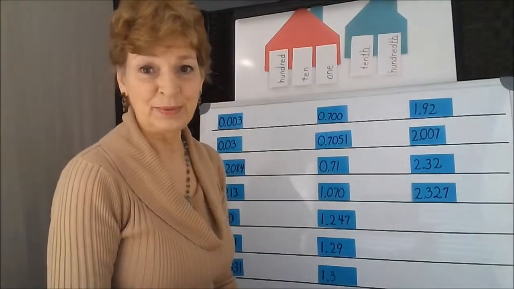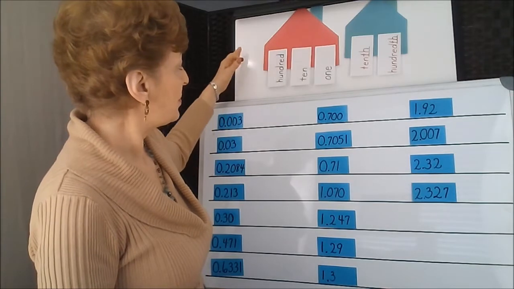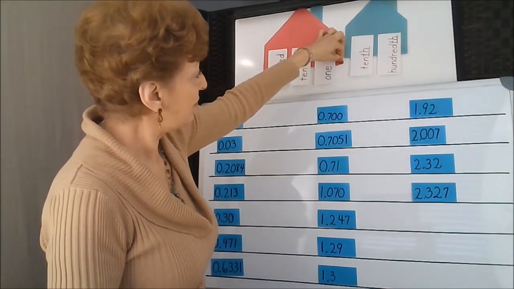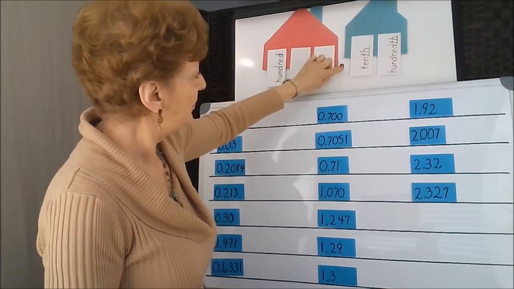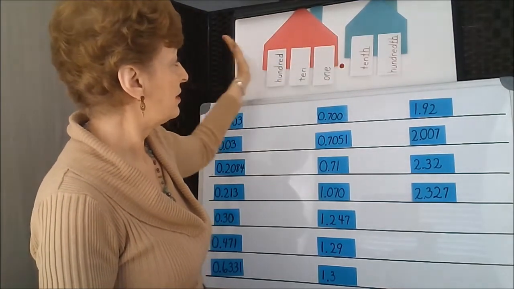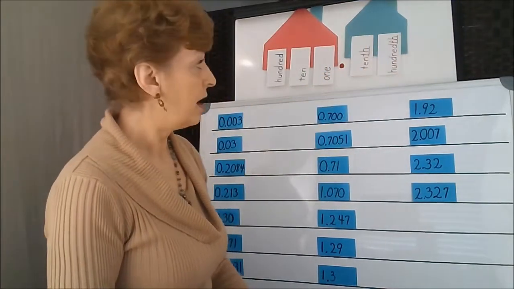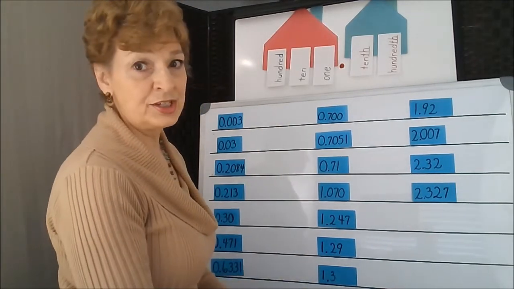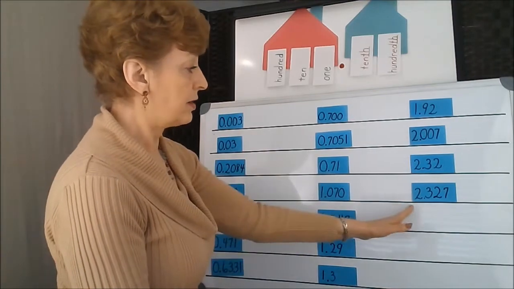When we discussed place value, we learned that the whole numbers were on one side of the decimal point and the fractional numbers were on the other side of the decimal point. Whole numbers, decimals, or fractional side of the number line. Here we have decimals arranged in ascending order from the smallest to the largest.